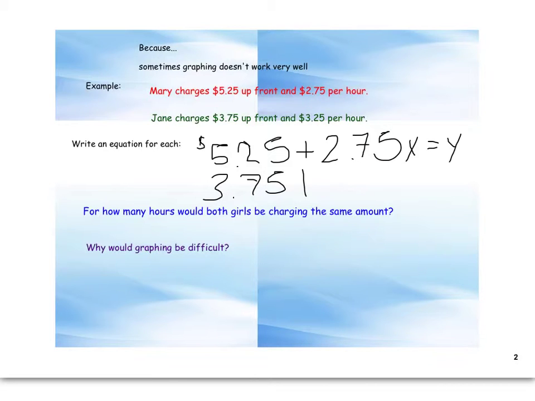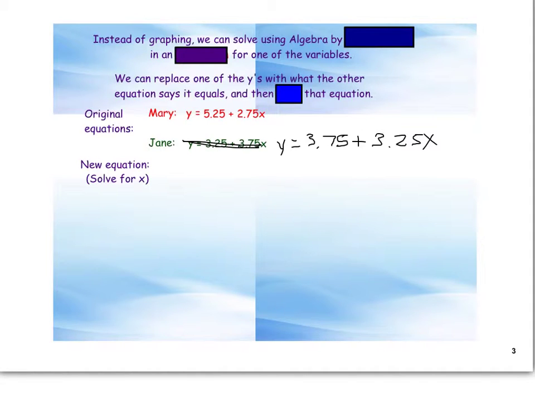Alright, same deal with Jane here. $3.75 up front and $3.25 per hour equals y. So we want to figure out for how many hours would both girls be charging the same amount. In order to find this, we have to solve our system of equations. Before we get started, I just want to point out a minor error here. So this is our actual equation for Jane, which we had on our last slide.